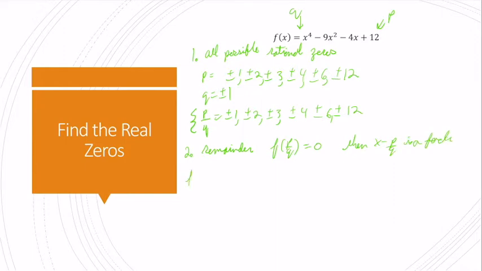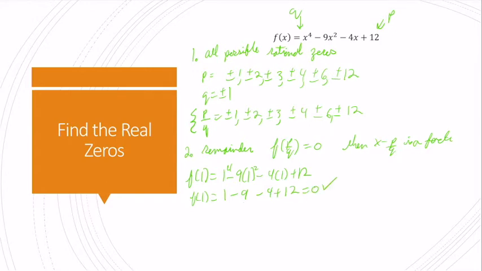f of 1 equals 1 to the fourth minus 9 times 1 squared minus 4 times 1 plus 12. So f of 1 equals 1 minus 9 minus 4 plus 12. 1 minus 9 is negative 8. Negative 8 minus 4 is negative 12, plus 12 is 0. Hooray! This is a factor.